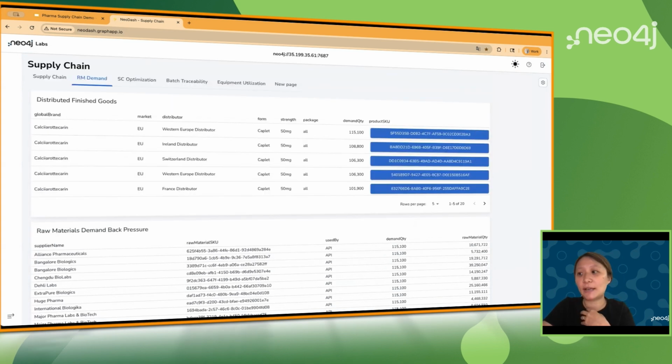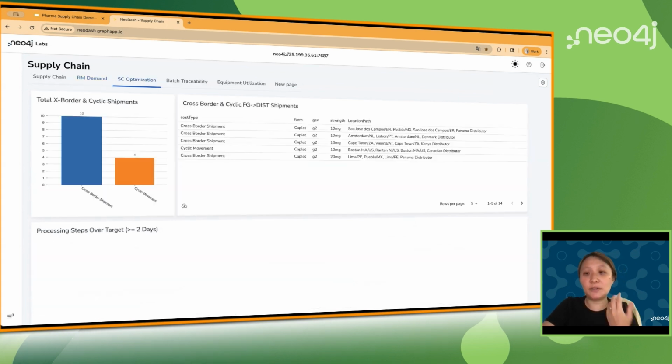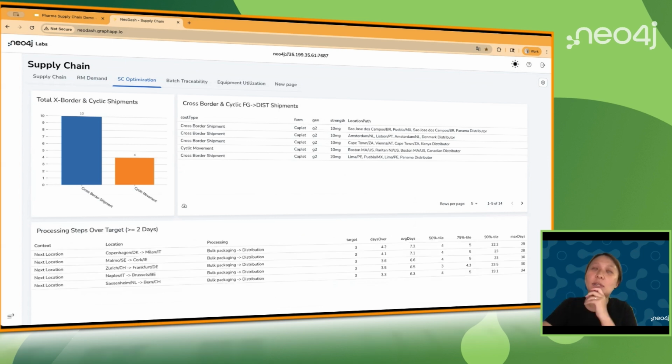And the third thing I want to look at is the assay optimization. That is where I can identify if there's anything I can improve in my supply chain. This tab has two parts. The top one focuses on any inefficiency in the shipping. Neo4j surfaced two inefficient shipping patterns here. Number one is the cross-border shipments. You can see we have 10 counts of that. That means a drug gets shipped across the border and comes back. This does not only add logistic complexity, but also adds regulatory cost.